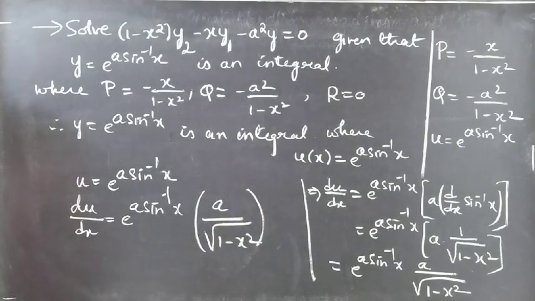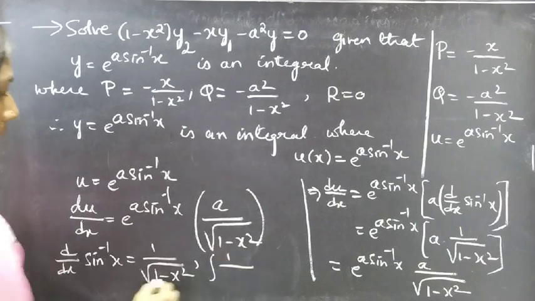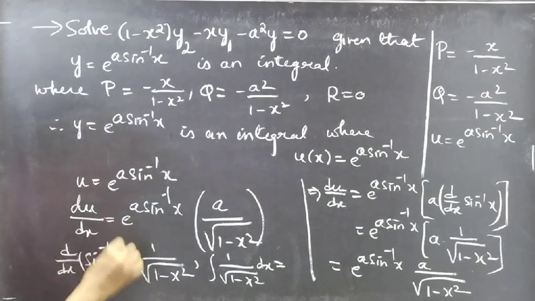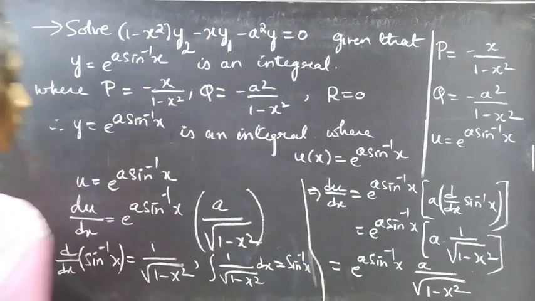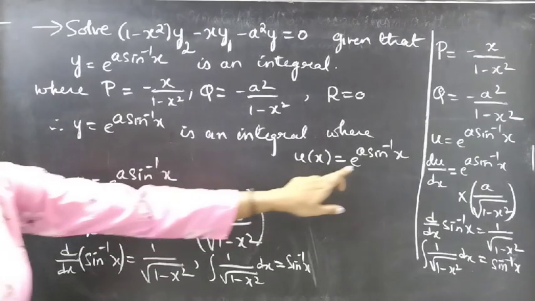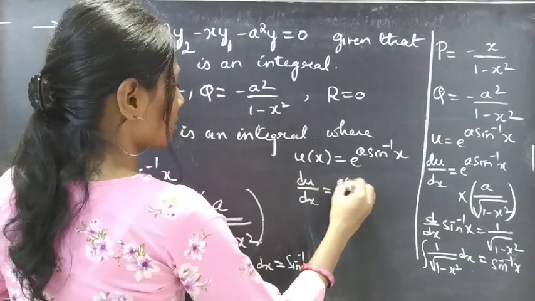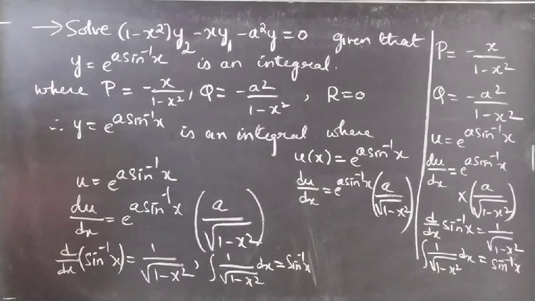So we know that d by dx of sine inverse of x equals 1 by square root of 1 minus x square. Then the integral of 1 by square root of 1 minus x square dx is sine inverse x. Okay, we'll use this formula later in this problem. Since we are having u equal to e power a sine inverse x, from this we got du by dx equal to e power a sine inverse x into a by square root of 1 minus x square.